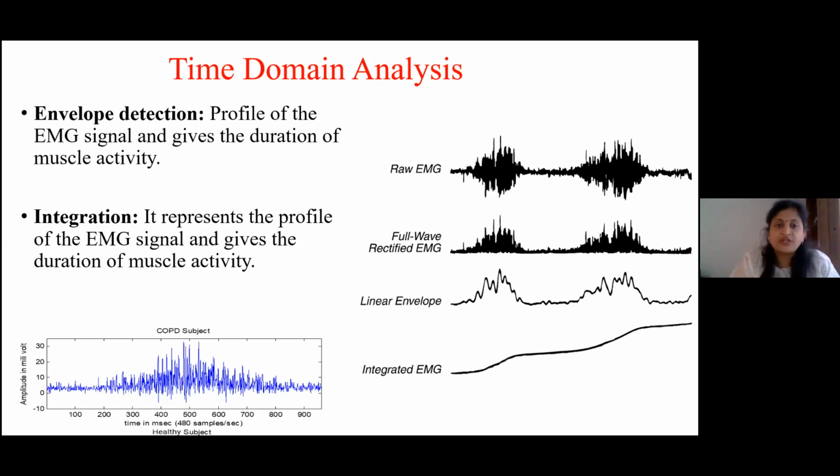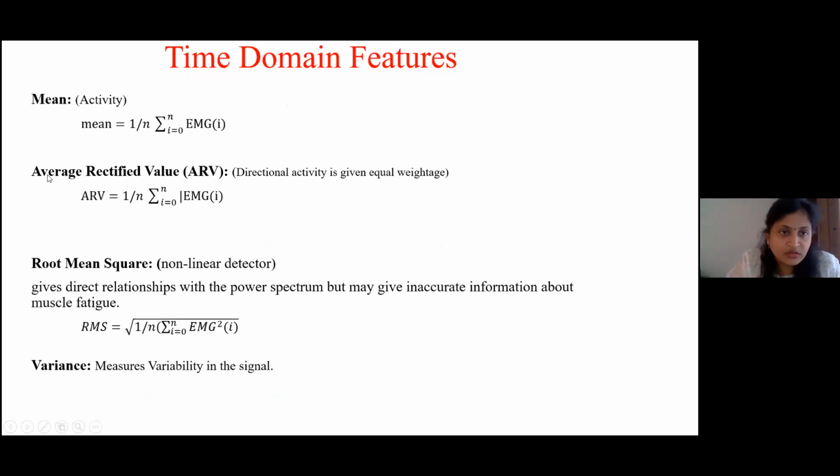The next feature that you can extract from these time domain EMG signals is the mean. The mean of the signal will give you the total activity of the signal. So this is your total mean of the signal. After that, there is another feature which is called the average rectified value. Here, the average rectified value gives the directional activity, with equal weightages in the ARV. The next feature is the root mean square value. Root mean square value is a non-linear detector. It gives a direct relationship with the power spectrum, while the mean gives inaccurate information about the fatigue analysis.